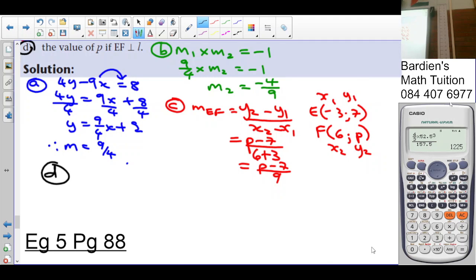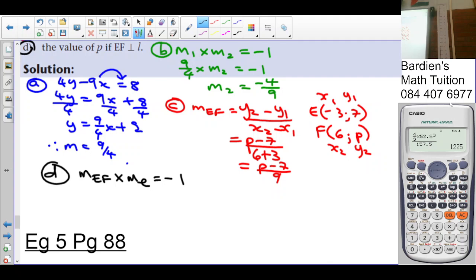As you can see there, we got the gradient of EF. Not so? What's the gradient of L? 9 over 4. Not so? So, if EF is perpendicular to L, what does that mean? I multiply the gradient of EF and I multiply the gradient of L, the answer should be negative.